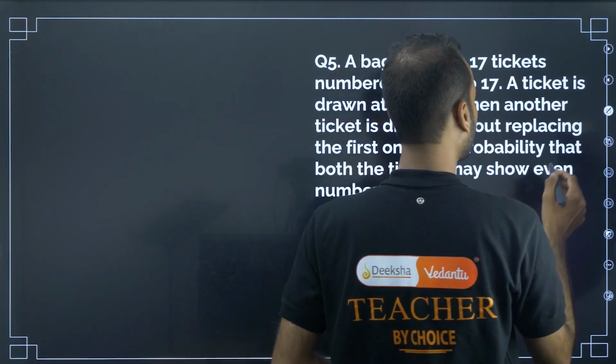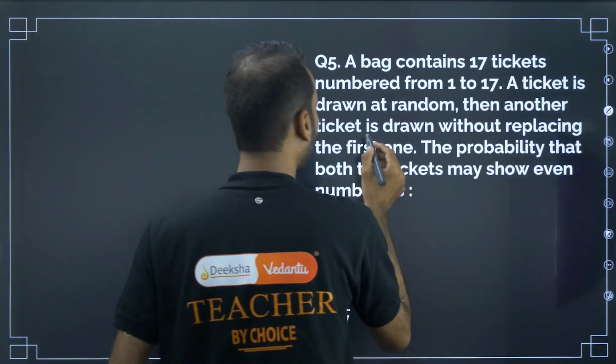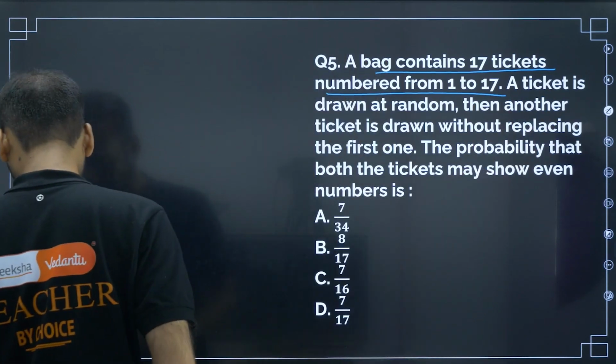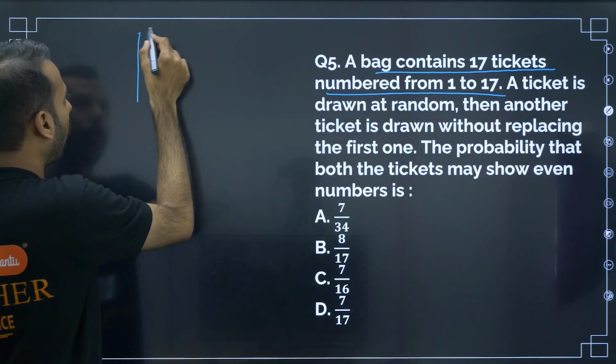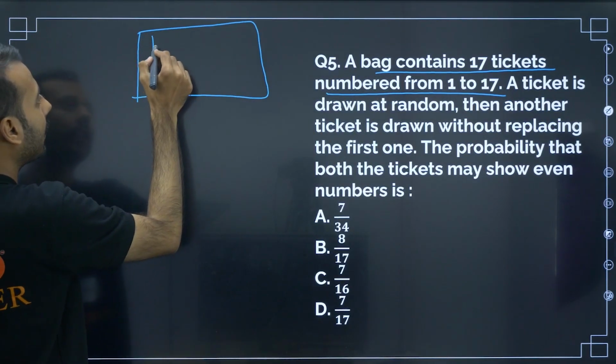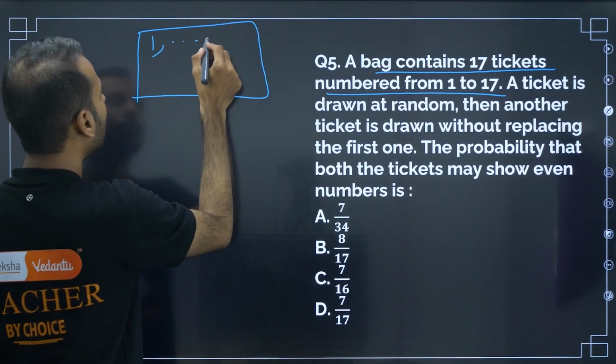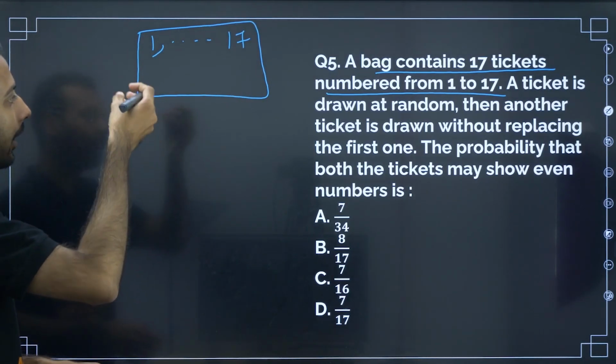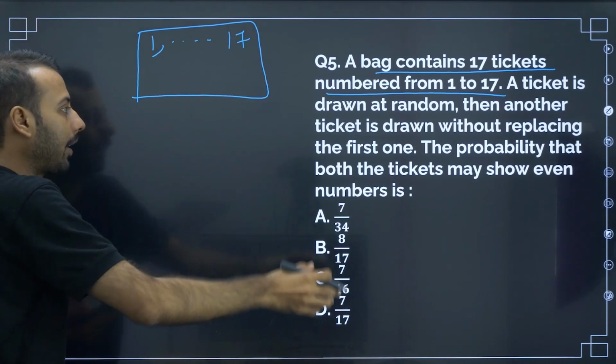A bag contains, what does the bag contain? A bag contains 17 tickets numbered from 1 to 17. Let me draw the graph box for that. 17 tickets from where to where? 1 to 17. A ticket is drawn at random. They are drawing one ticket at random.